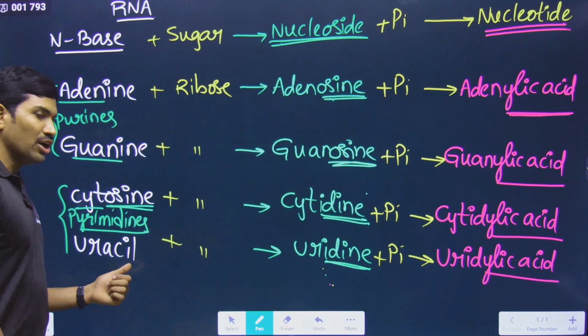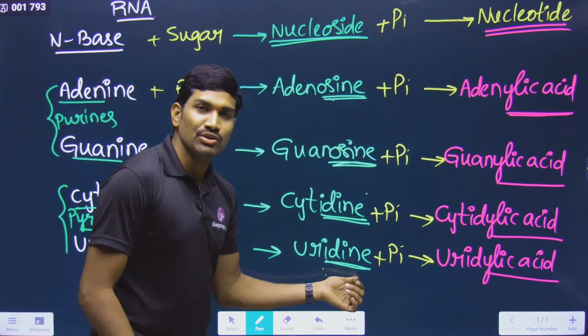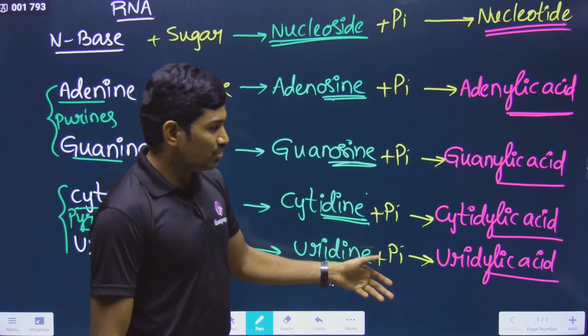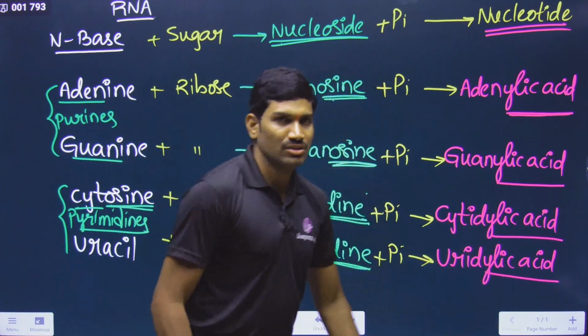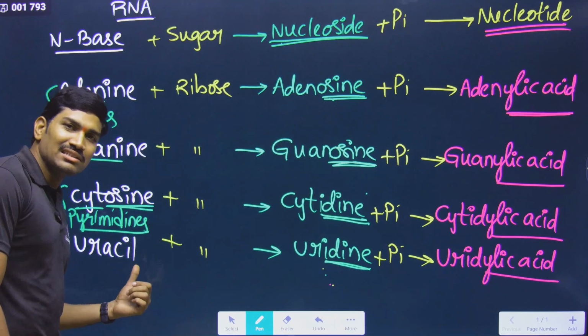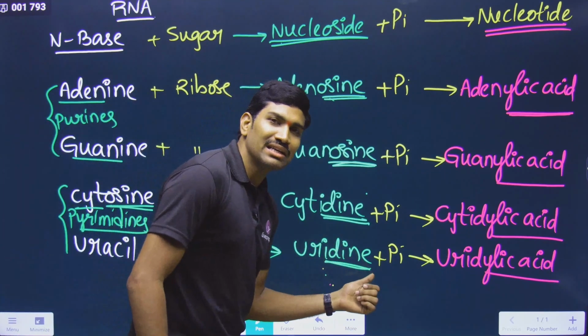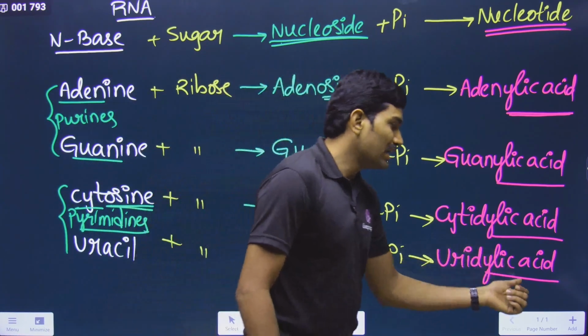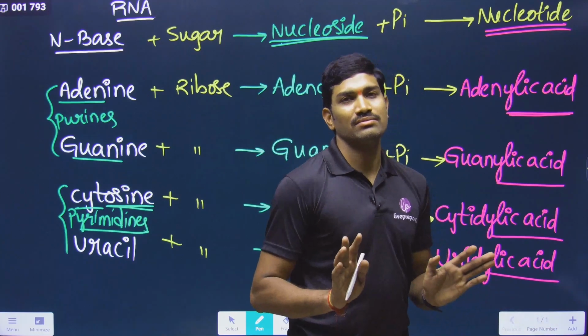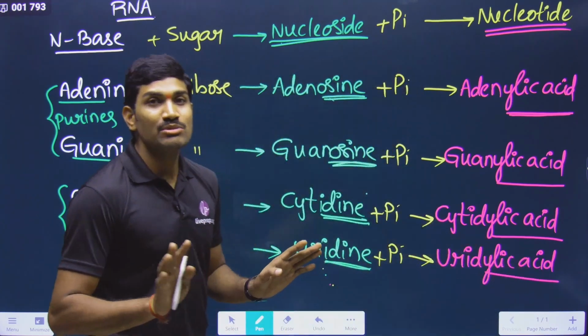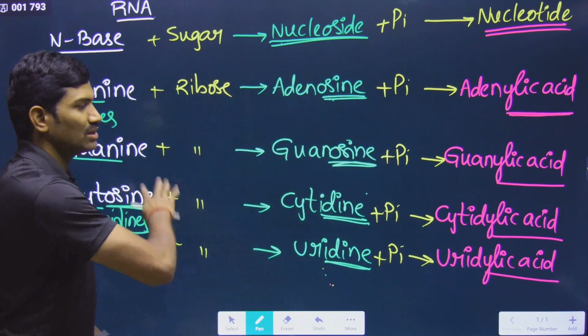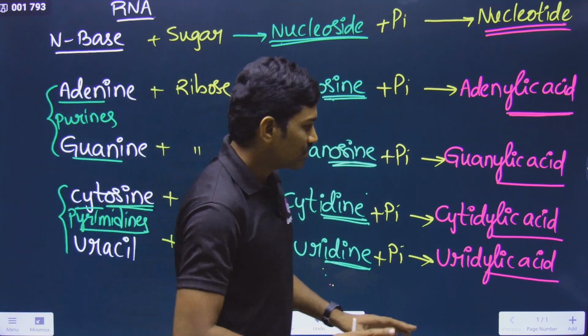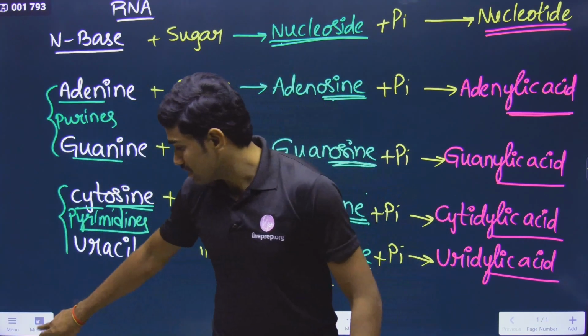Clear. Next one, uracil plus ribose is forming uridine. If Pi is attached to uridine, it will become uridylic acid. So uracil is the nitrogenous base, uridine is the nucleoside, uridylic acid is the nucleotide. So in this way, these are the names that you need to understand. This is the complete table, and all these names were clearly given in NCERT.